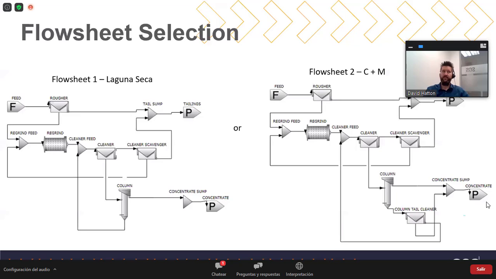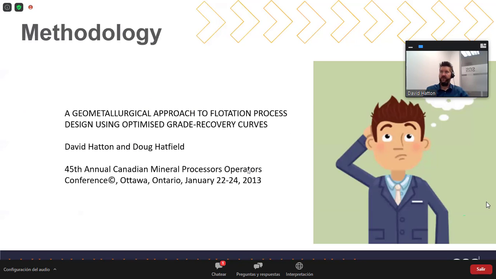So we went through a number of circuits. We started off with about 25 circuits. We nailed it down to these two circuits, which we'll call flowsheet 1 and flowsheet 2. Laguna Seca circuit, named after the Laguna Seca plant in Escondida, and the C+M, which is essentially the same circuit, except you have a mechanical cell operating on the column tail over here. And you'll see why that becomes important as we go through this process.